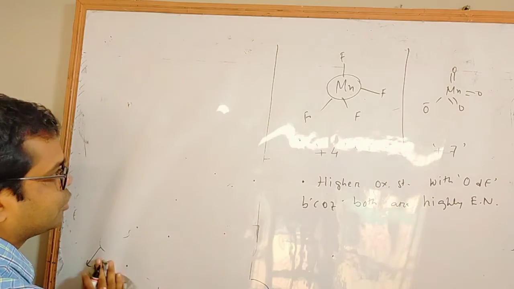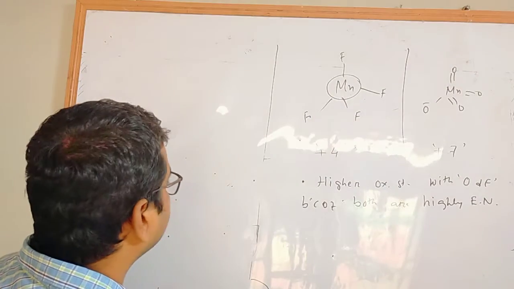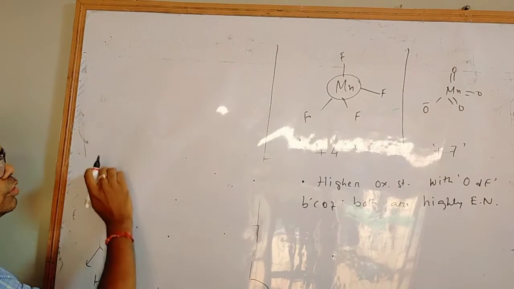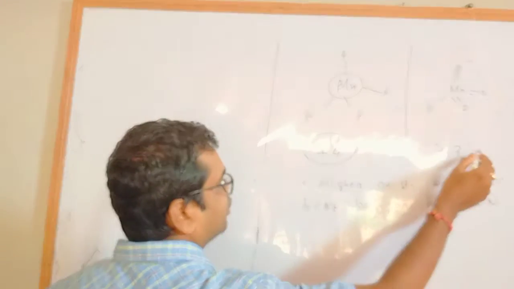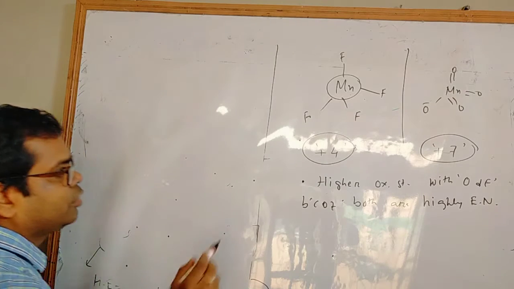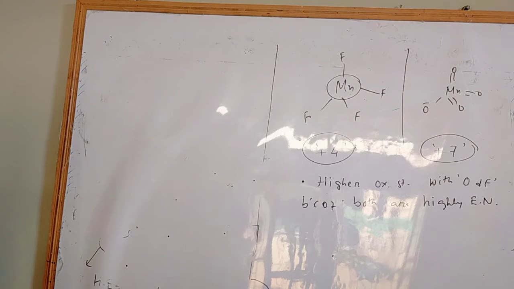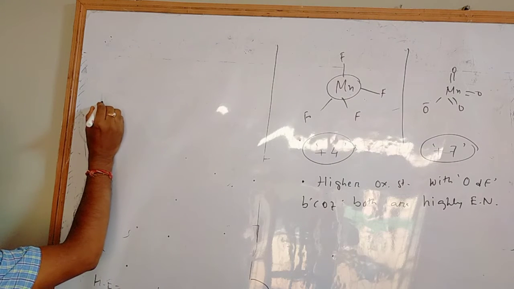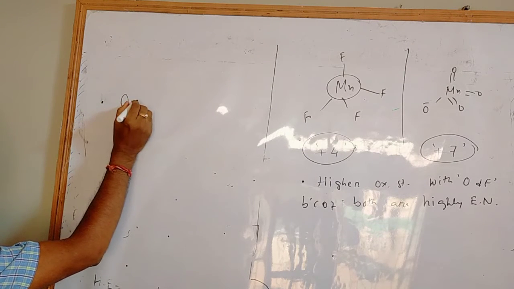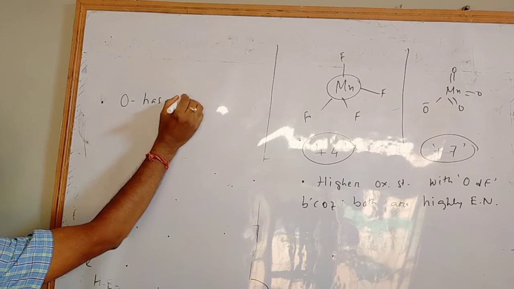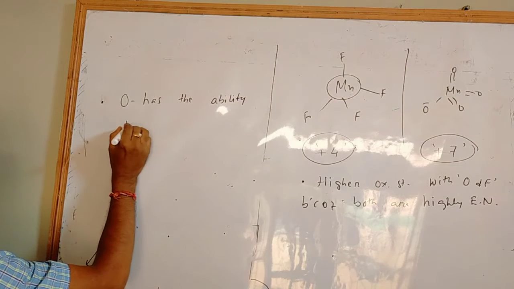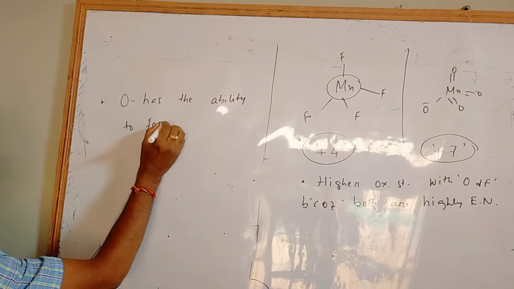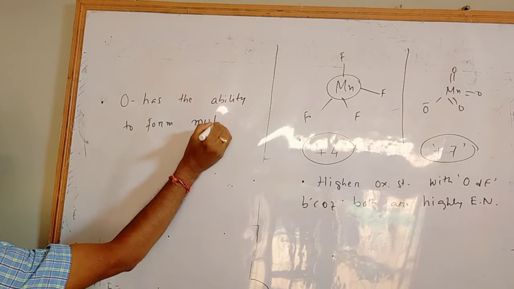And next point is why oxygen is superior. So you can see that with manganese it forms +4 oxidation state with fluorine, and +7 oxidation state with oxygen. So why is oxygen superior? The second point answer is that oxygen has the ability to form multiple bonds.